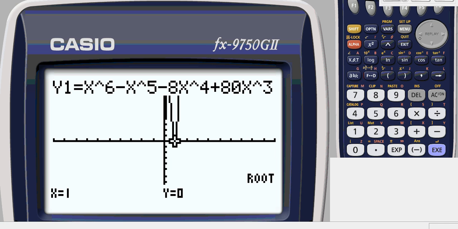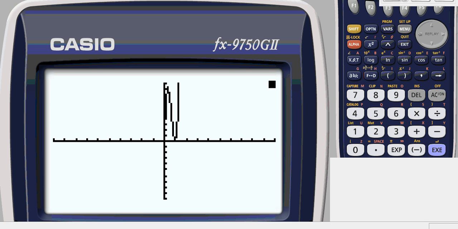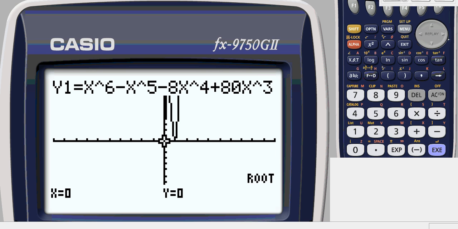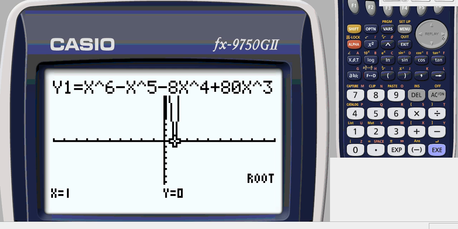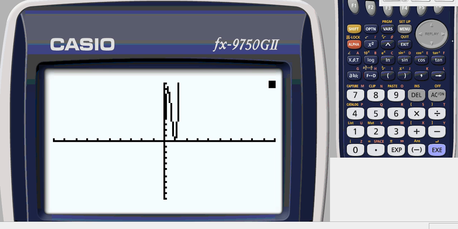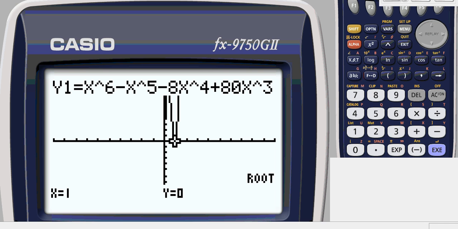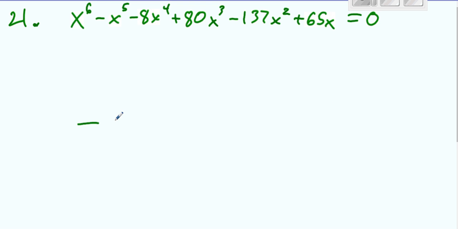So we have, for sure, roots at -5, 0, and 1 with a multiplicity of 2. I'll push right one more time, see if there's another one. That's the last one it finds. We have roots at -5, 0, and 1 with a multiplicity of 2.